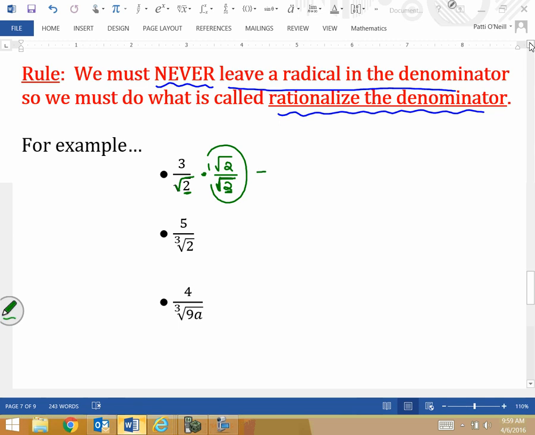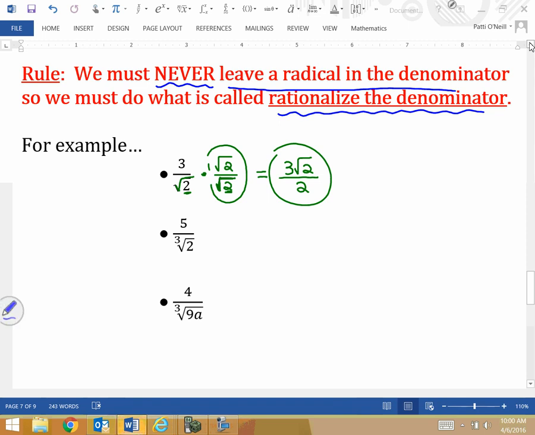My new problem is going to look like this. 3 radical 2, I can't do anything with those because one number is outside the radical, one is under. But the square root of 2 times the square root of 2 just turns into 2. So I've just done what's called rationalize the denominator. I've gotten the radical out of the denominator and put it in a more presentable form. And that's the process that we're going to have to go through. It's really easy with square roots. It gets a little bit harder when we work with other indices.